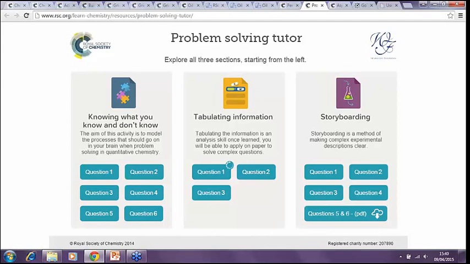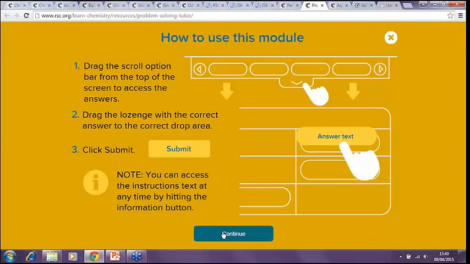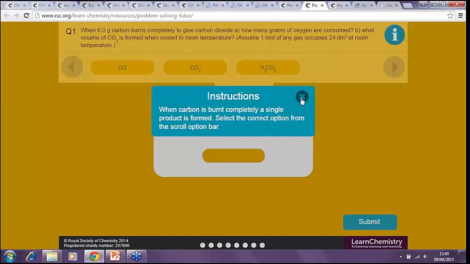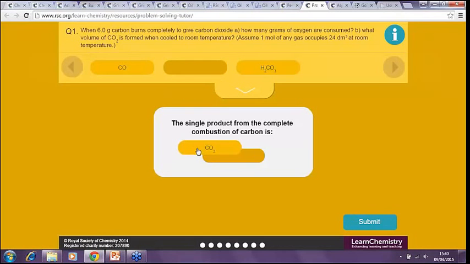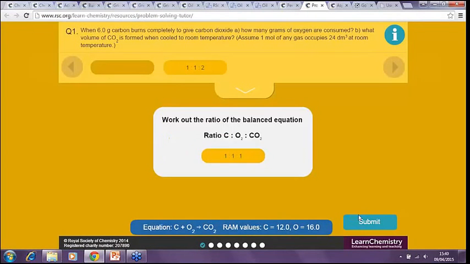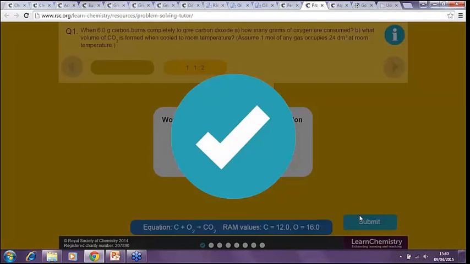Tabulating the information is a little bit different, and this works well for those of you who are quite logically minded. You like to see things laid out in front of you. So you've got some precursor questions here. The single product from the complete combustion of carbon is CO2, so just skip through this one and choose the numbers from the scroll option bar to give the correct mole ratio, which is a 1:1:1.